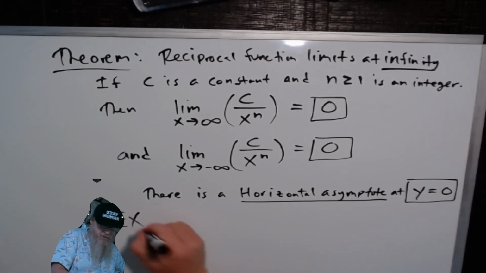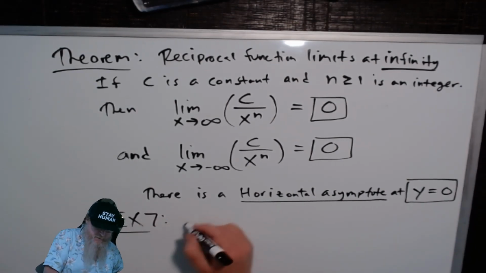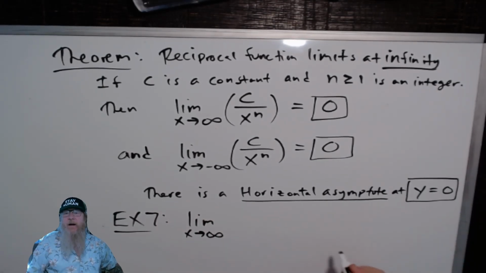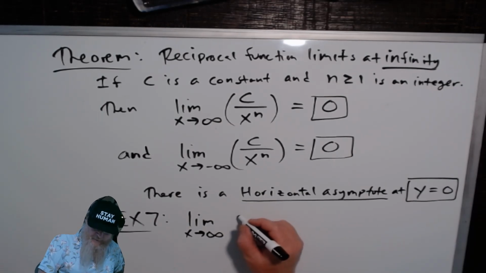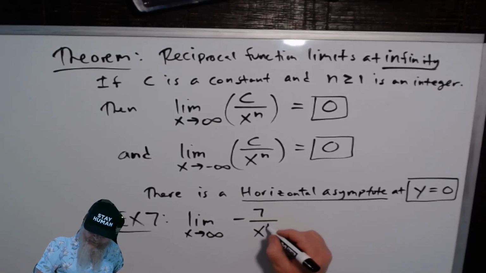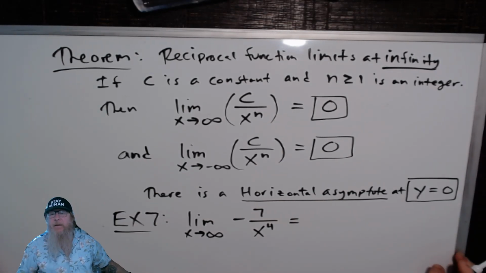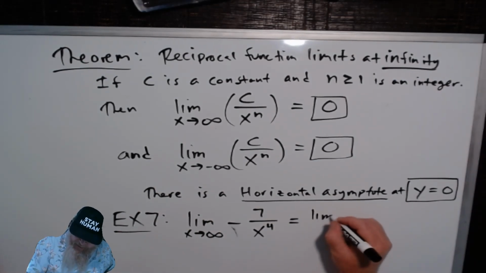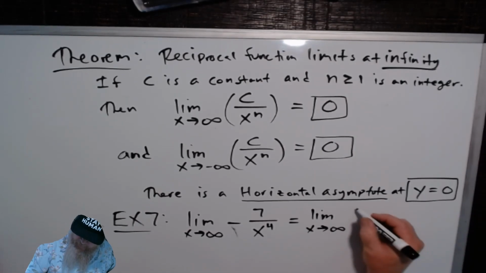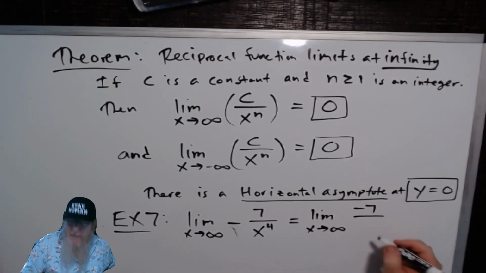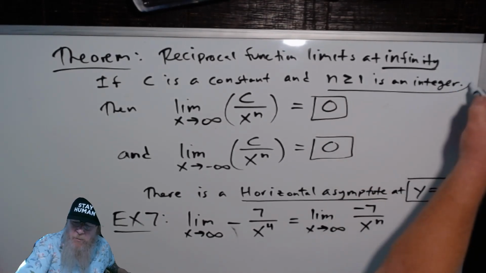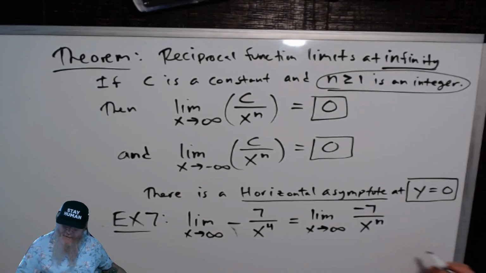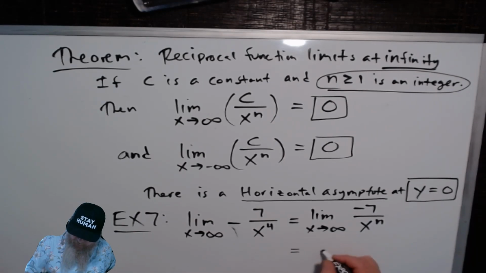This example is so straightforward that I can squeeze it down here. The limit as x approaches infinity of negative 7 over x to the 4th. Sometimes the negative will be out in front like this, but that means the same thing as this. There's your constant, negative 7. There's your power, which is greater than or equal to 1. Then this limit is equal to 0.